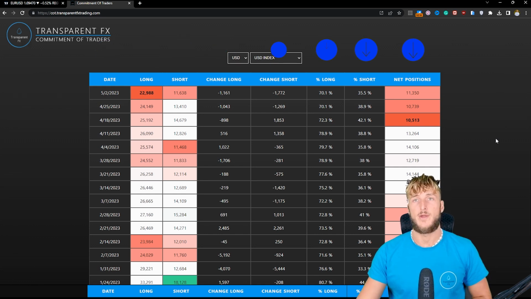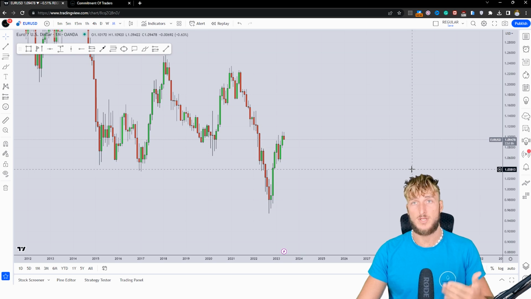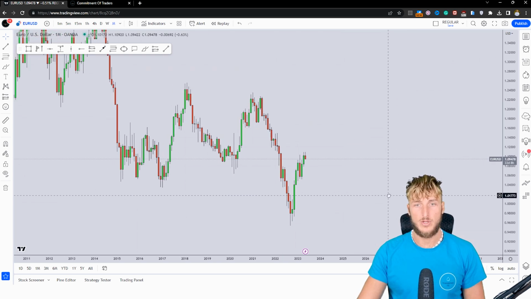And by the end of the video, by using a combination of these two different types of analysis, we will try to understand where we have the highest probability for the next potential move here on this pair.